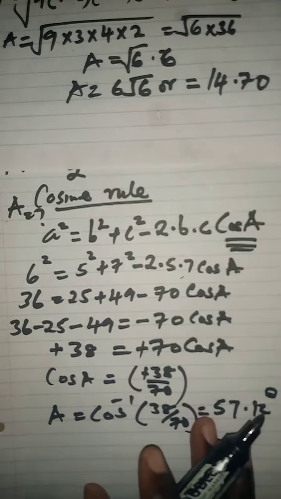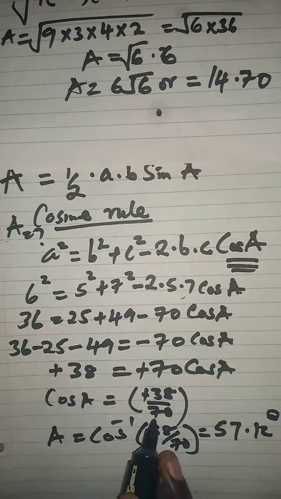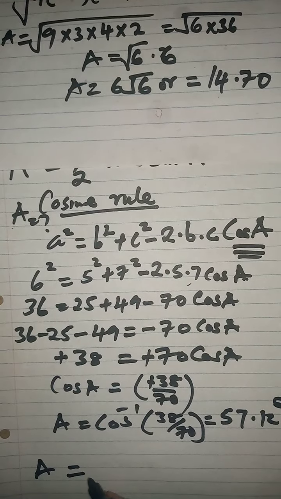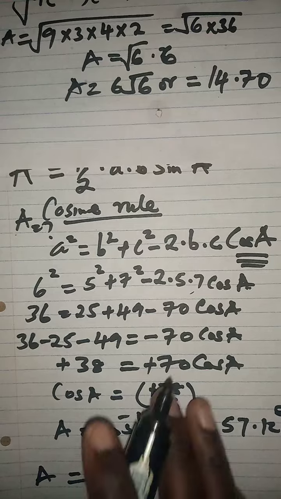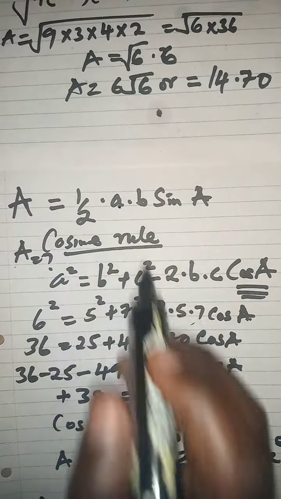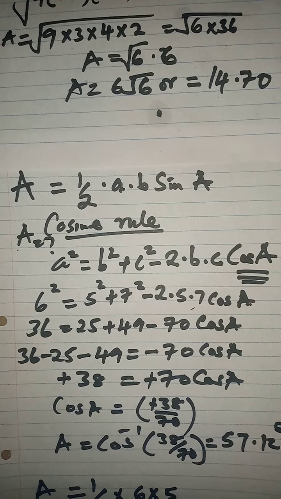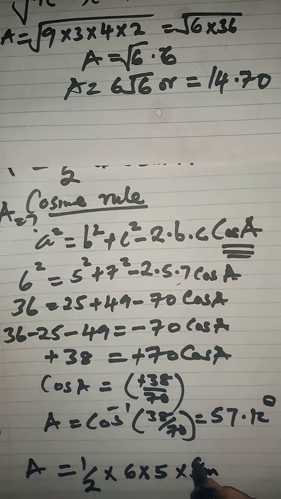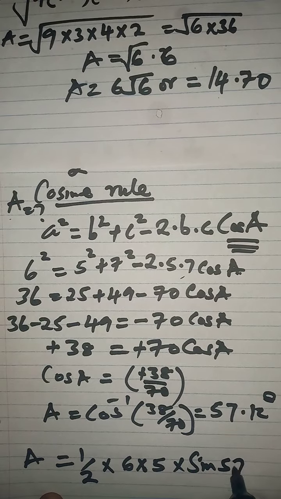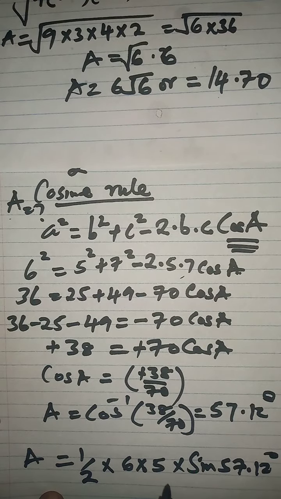So now the area using the sine formula is going to be a half multiplied by the side a, my a was 6, multiplied by b, b was 5, multiplied by the sine of the angle 57.12 degrees.